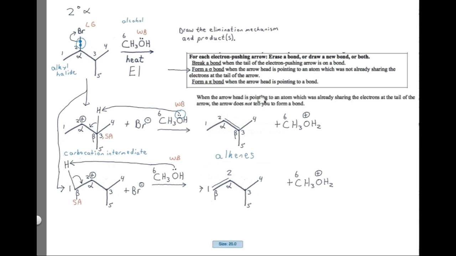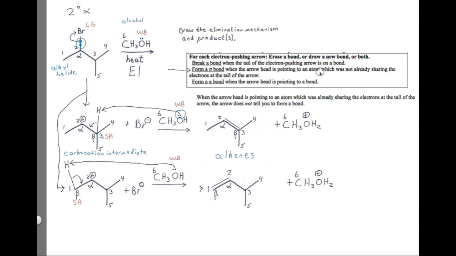When the arrowhead is pointing to an atom which was already sharing the electrons at the tail of the arrow, that does not tell you to form a bond. This arrowhead is pointing to the bromine, which is already sharing the electrons in the covalent bond at the tail of the arrow. So this is an arrow that does not tell us to form a bond. Instead, as we've seen, this is an arrow that told us to break a bond.